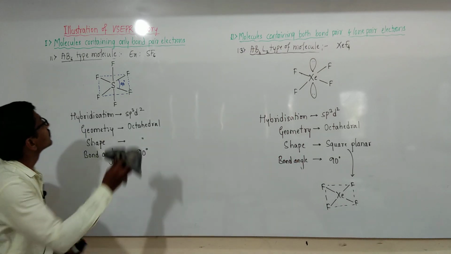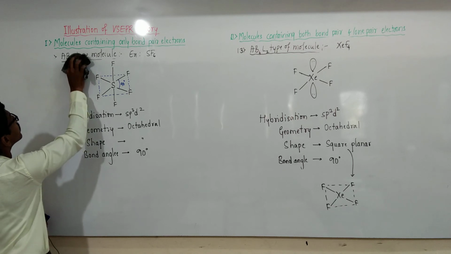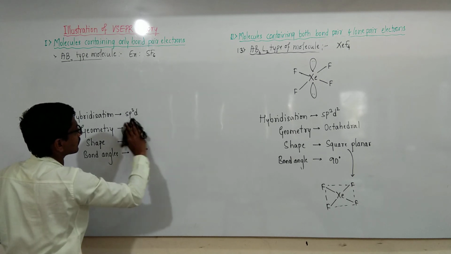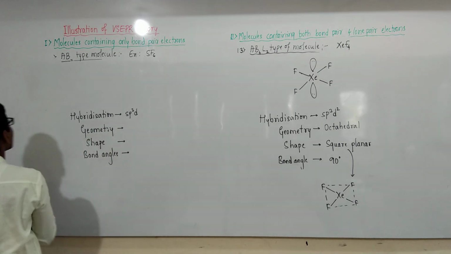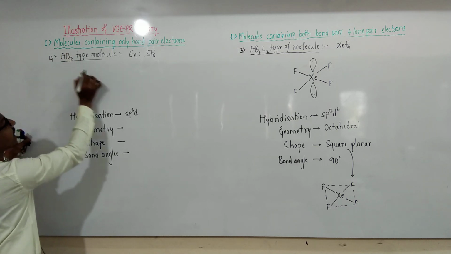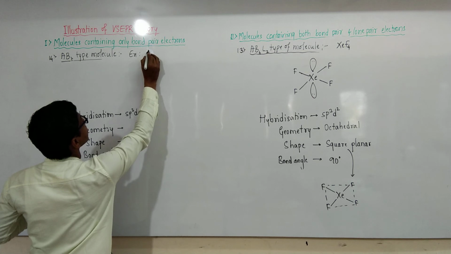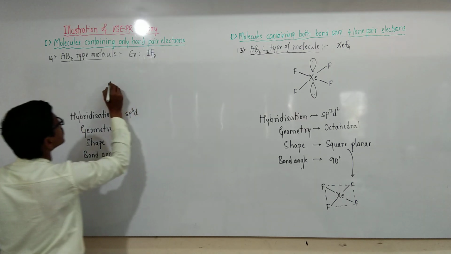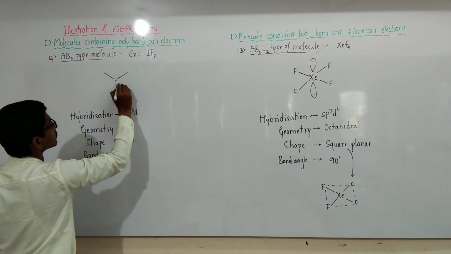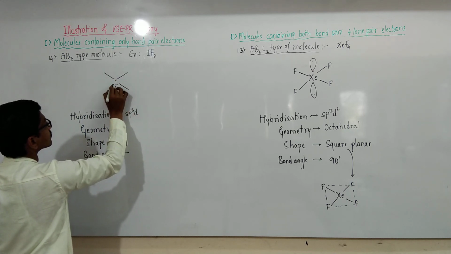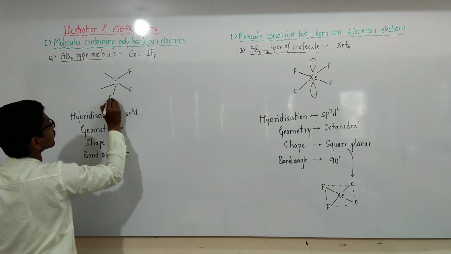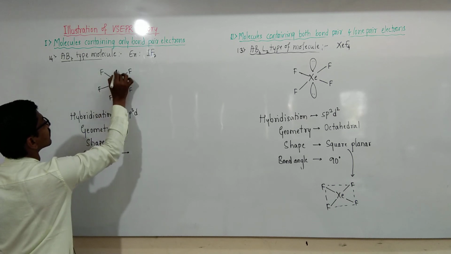Then the last type of molecule is the fourteenth one, AB7 type of molecule. Example is IF7. This is also discussed in the hybridization. F, F, F, F, F.